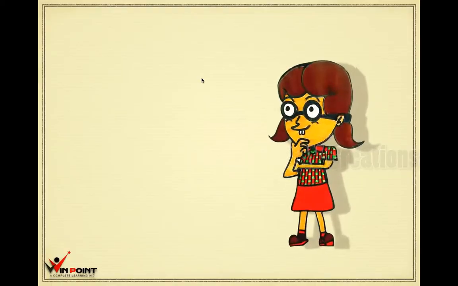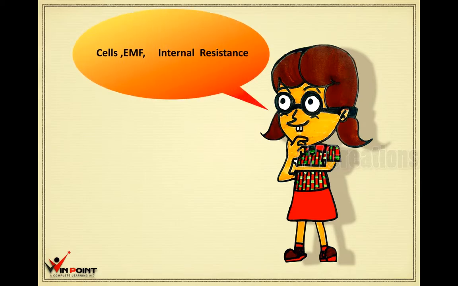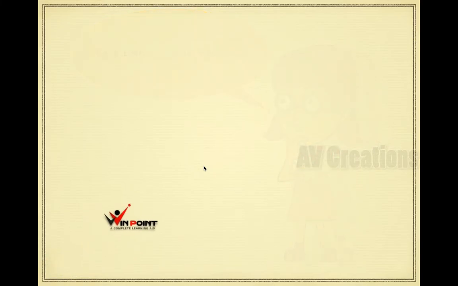Hi everyone. Now we are going to discuss cells, EMF, and internal resistance. A cell is a device which is used to create a potential difference in a circuit, and EMF is the potential difference between two terminals of a battery if there is no current flow. Internal resistance is the resistance offered by the cell because of the electrolyte present in the cell. So we are going to discuss these things in this session.